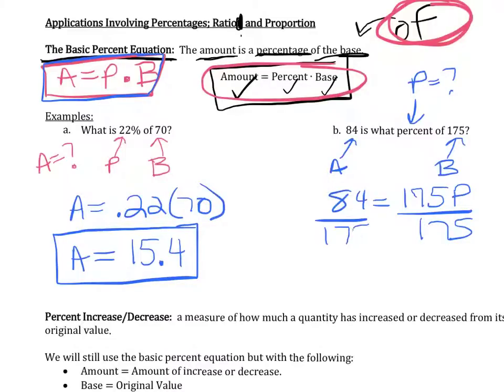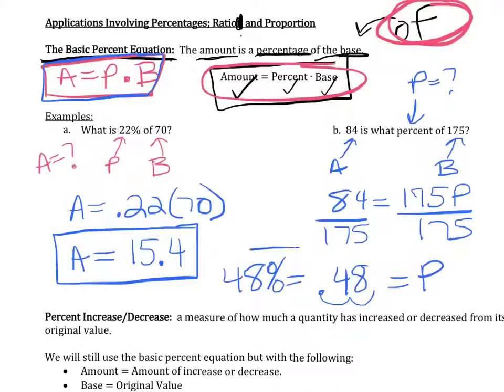Once I divide both sides by 175, I put it in my calculator and do that division, and I get that P is 0.48. Of course, that represents a percent, so I'm going to change this from a decimal to a percent by moving my decimal two places to the right. So it's actually equal to 48%. So 84 is 48% of 175. That would be my solution there.